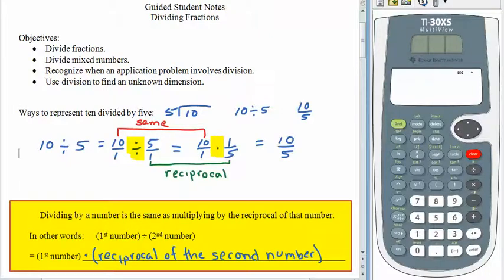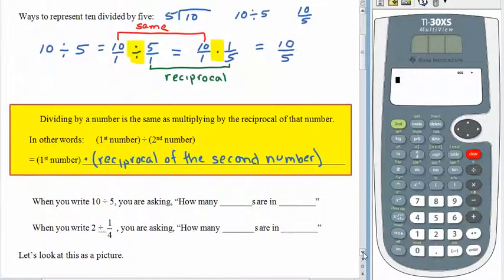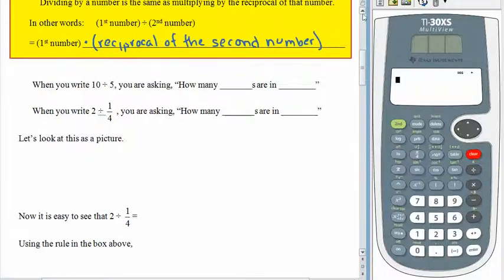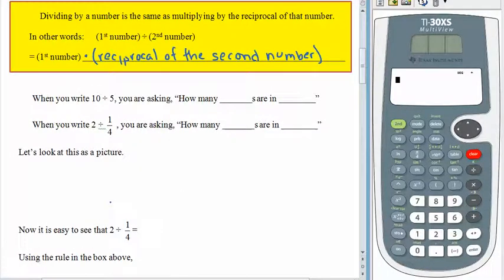So we can't just change division to multiplication. You know that multiplying by 5 is completely different than dividing by 5. But we can change division to multiplying by the reciprocal. Let's look at this in a different way and scroll down the page. When you are writing 10 divided by 5, you're asking a question. The question is, how many 5s happen to be in 10? And of course the answer is 2. You're asking the same question when you write 2 divided by 1/4. You're saying how many fourths are in 2? We could draw a picture of this.